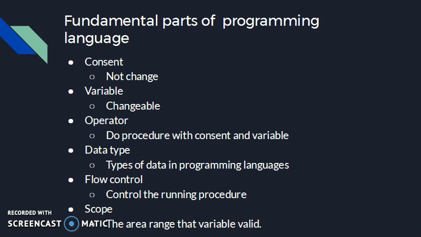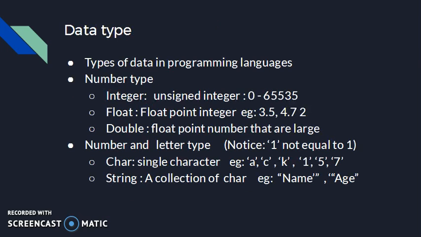Operator is doing procedure with constant and variable. For example, add, plus, or times. Data type, flow control, and scope will be introduced in following slides. Data type is type of data in programming language. There are 2 main types, which are number type and number and letter type.